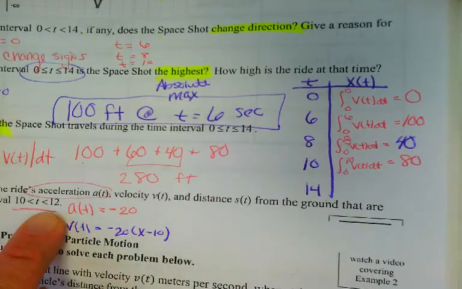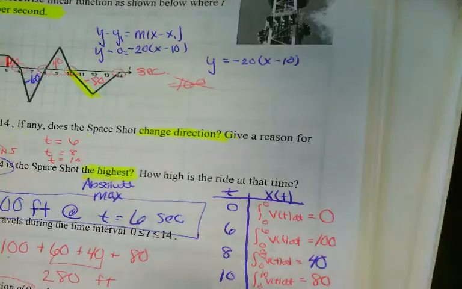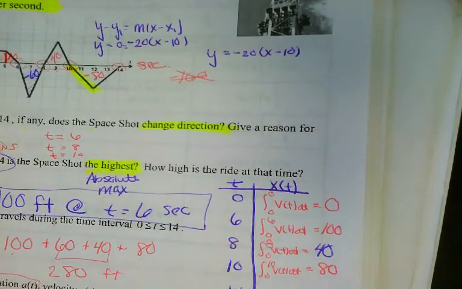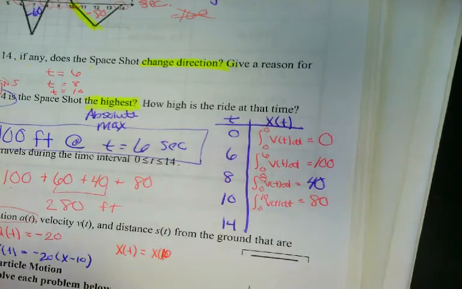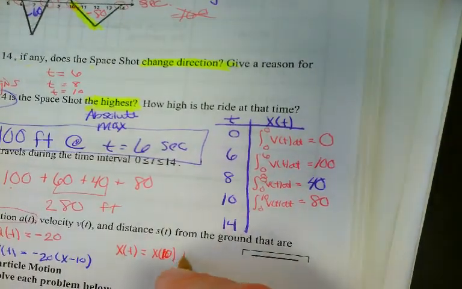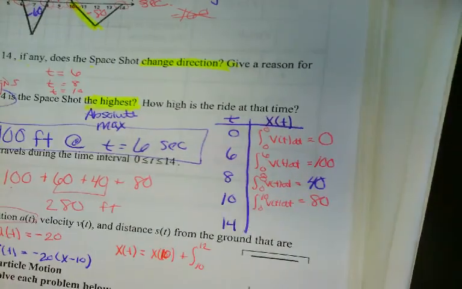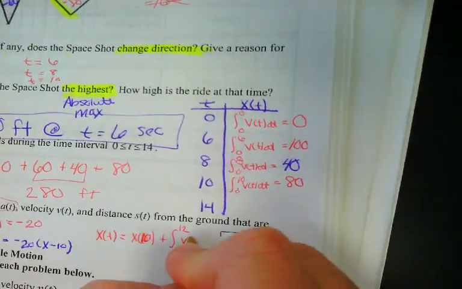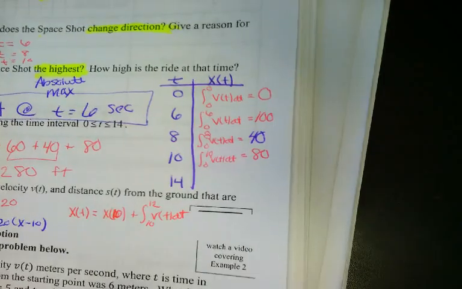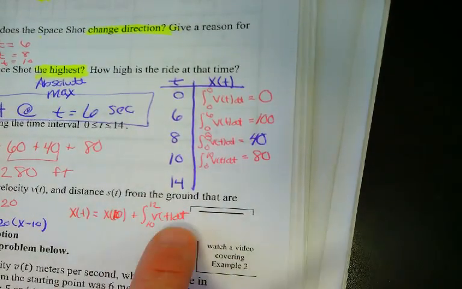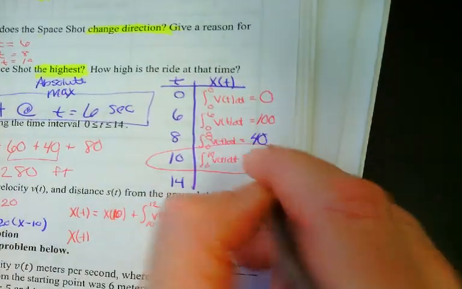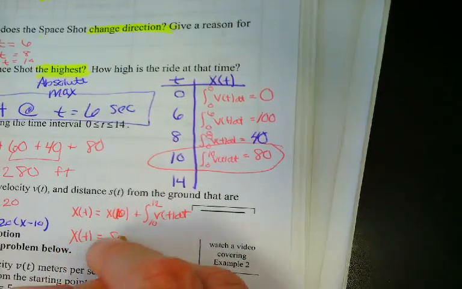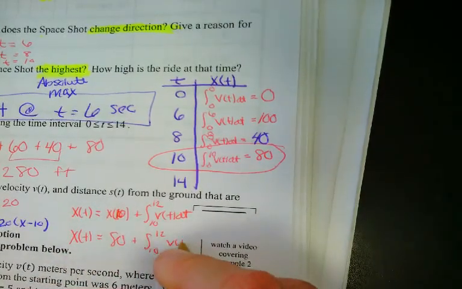So my acceleration was the easiest. I took its slope. My velocity, I'm just writing the equation of the line. Now my position, I have to go backwards, right? If this is velocity up here, to get position, I have to integrate. So I have to start with my initial amount. So I'm going to say x of 10, because I'm starting at 10, plus the integral from 10 to 12. And if I want position, I'm integrating velocity. Now I'm just going to do one more step. I'm going to replace that position at 10 because we know it from this chart. The position at 10 was 80. So I'm going to say 80 plus the integral from 10 to 12 of v of t dt.